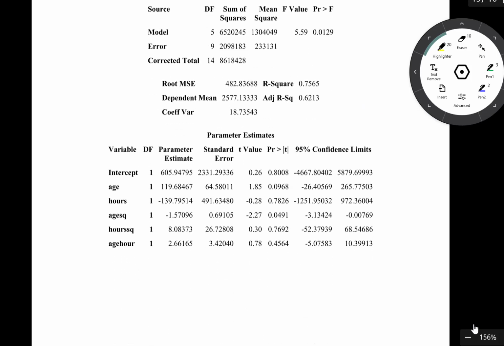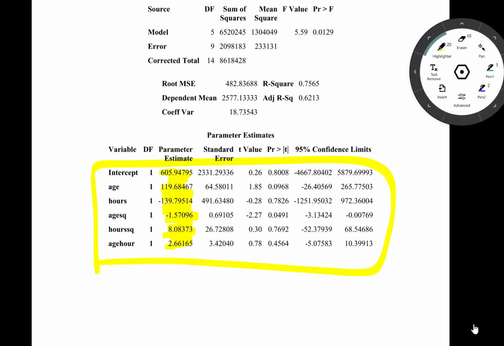So the output is right here. So notice here we have all of our parameter estimates, and these parameter estimates are what helps us write out the prediction equation. So let's go ahead and write that out. Now one thing that I do want you to note here is be careful, because notice that the way that SAS has output these is in a different order than what we wrote up above. So notice here we've got the interaction term, here we've got age squared, and here we have hours squared. So we want to make sure we're careful when we translate those values back into our model.